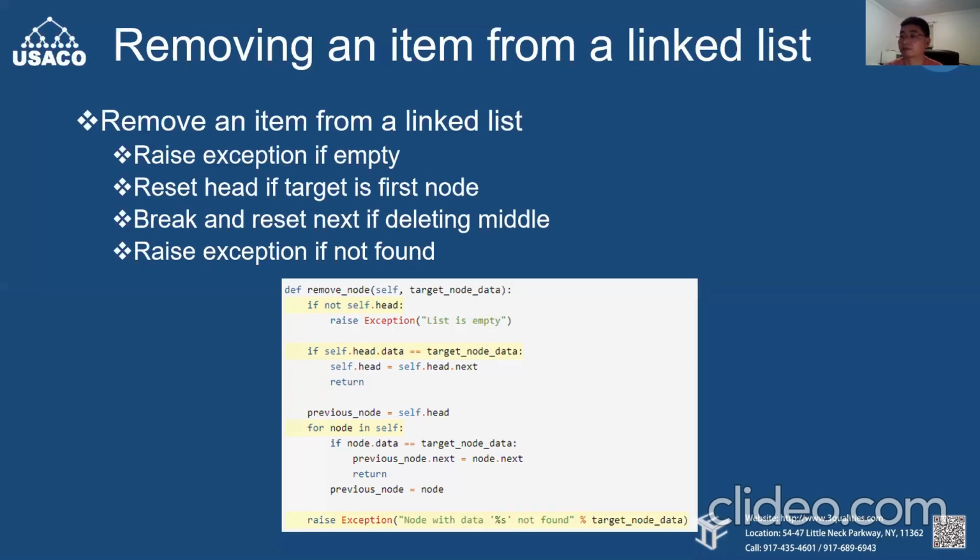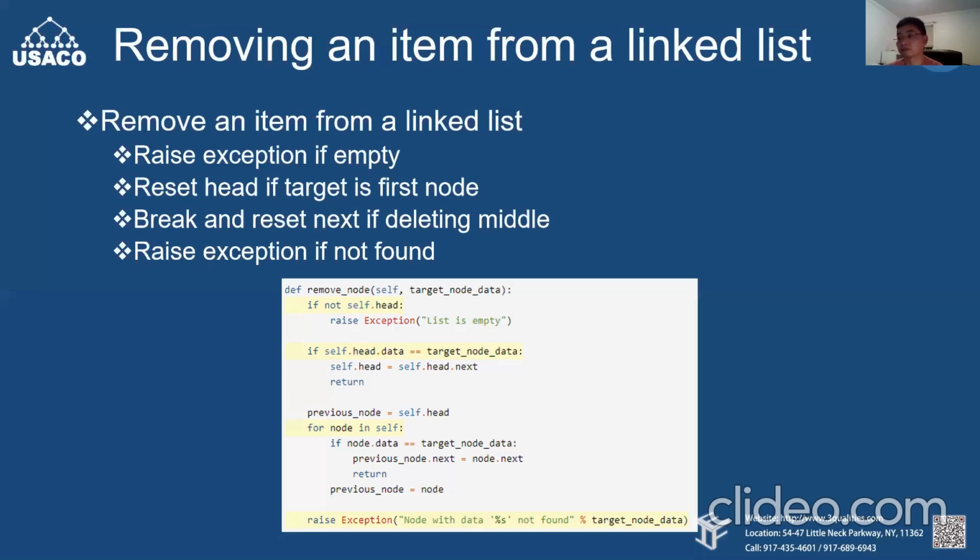Okay, the second case, if self.head.data equals target node data, then self.head equals self.head.next. This case basically means whatever the target node data is, it is the first node of the list. That's the second case. So what we need to do in this case is reset the head if the target is the first node.